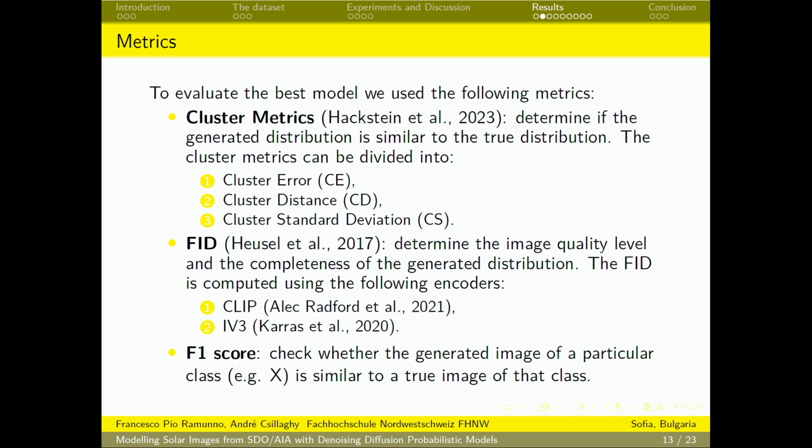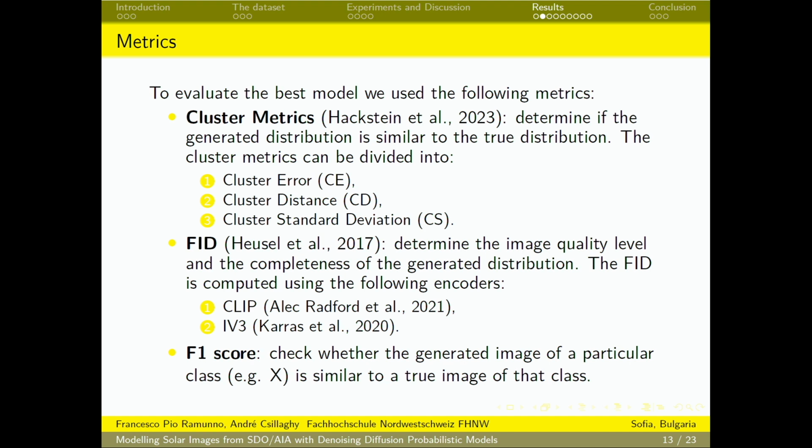To show you the results, I will first introduce the metrics that we took into consideration for this project. We took into consideration the cluster metrics, which is kind of new. This is good because it helps us to determine the generated distribution. It compares the true distribution of the data with the generated distribution, understanding the completeness. So it tells us if, for example, our model is in mode collapse and can only generate one type of the classes that we are using to train it.